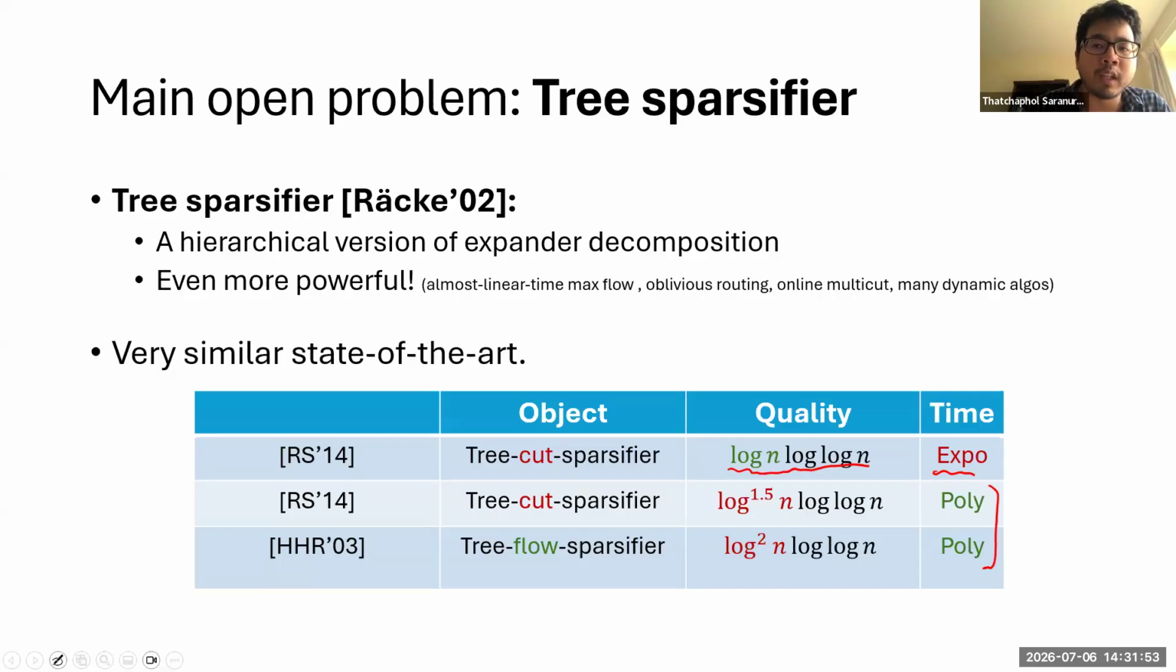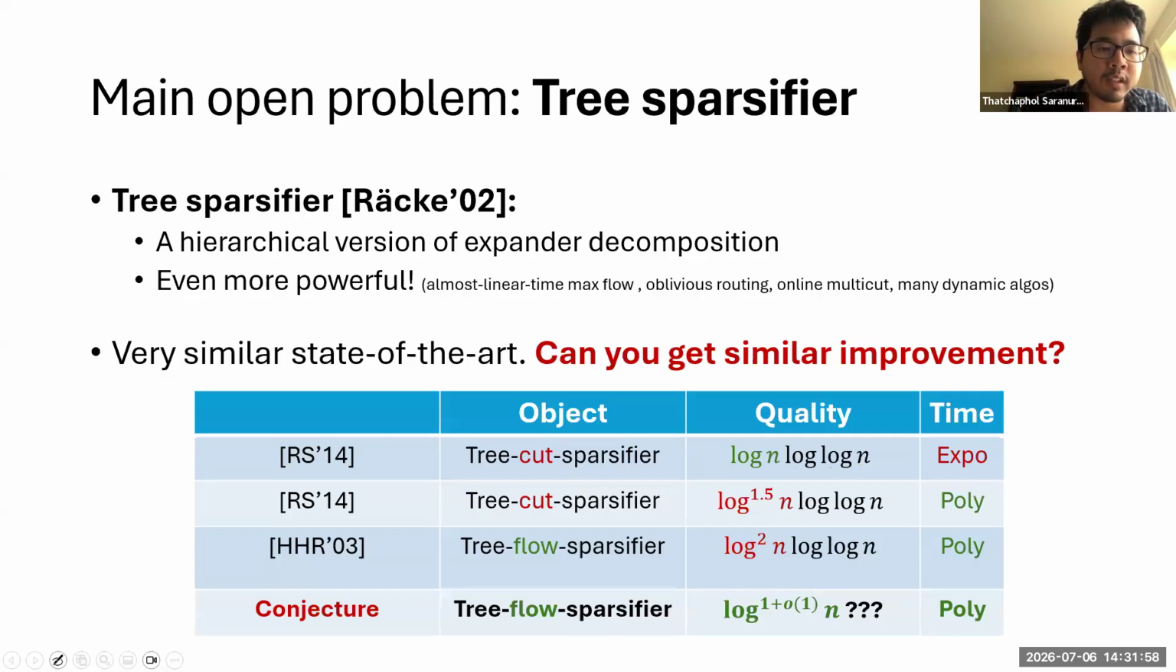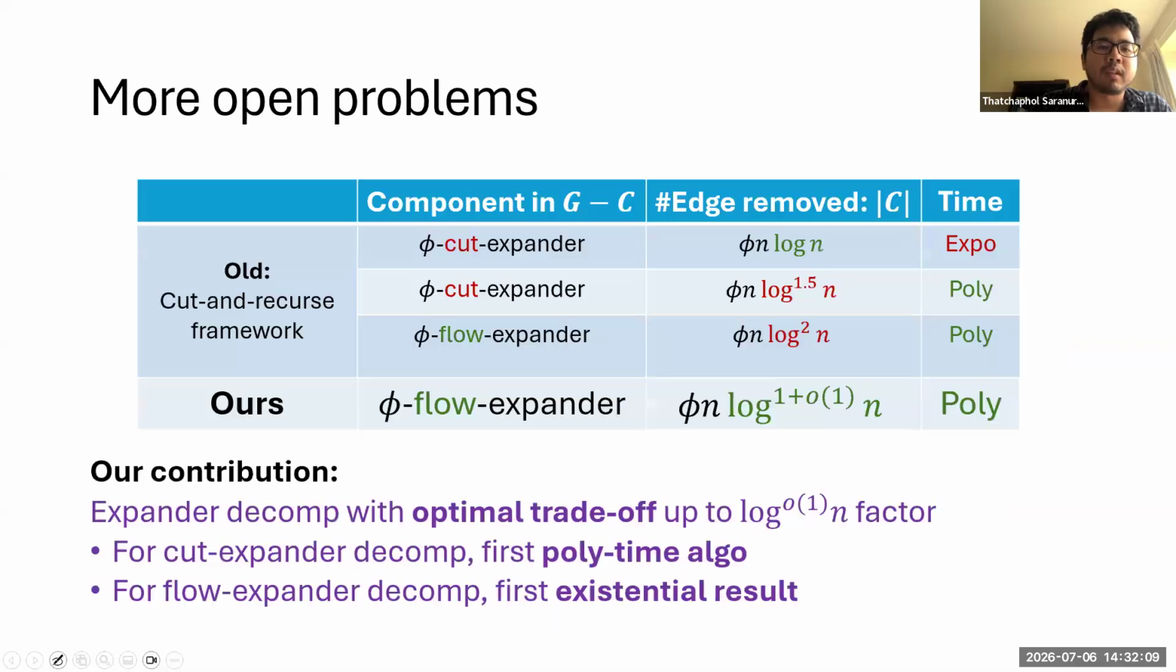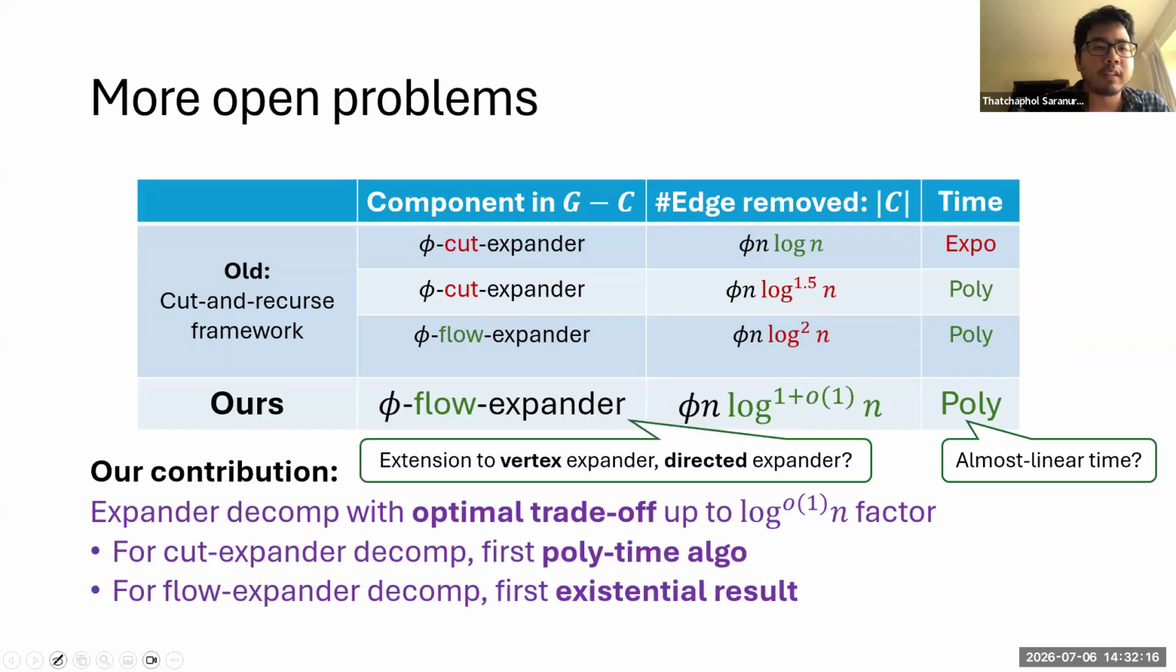Now my question is, can we get some similar improvement like in this paper? That is, the conjecture is that you can get a tree flow sparsifier with near logarithmic quality in polytime. There are more open problems, like can you improve the running time to almost linear time? Or can you extend this work to vertex expander and directed expander decomposition? It's quite likely that you can. So that concludes my talk. Thanks a lot.